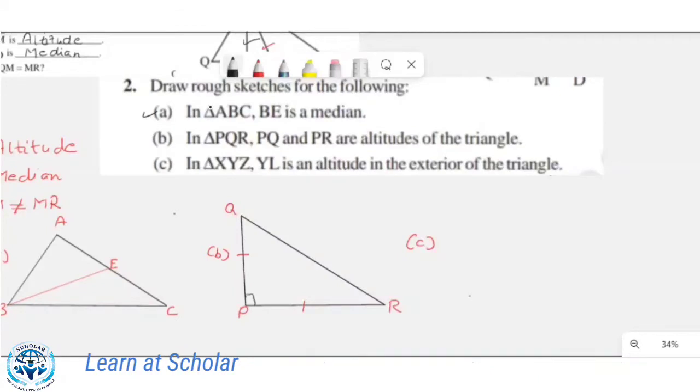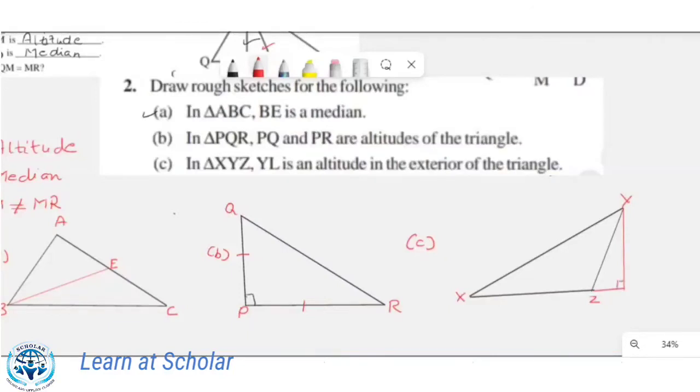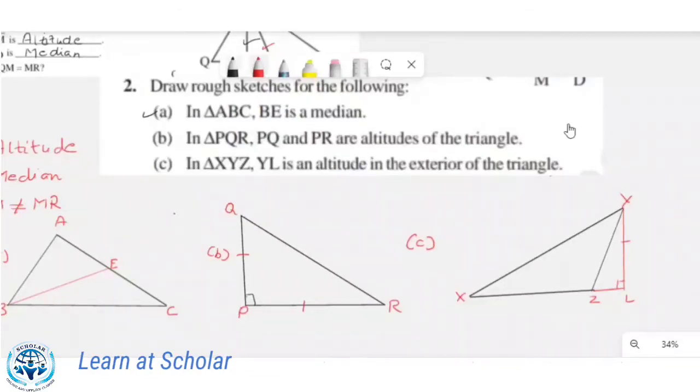Now draw another triangle. In triangle XYZ, YL is an altitude in the exterior of the triangle. You know that in an obtuse triangle, the altitude is not in the interior but to the exterior of the triangle. So I have drawn an obtuse angled triangle and now I am drawing the altitude, taking the vertex to the topmost and the point L where the triangle ends to measure the height of the triangle, which is the altitude YL. This question is complete.